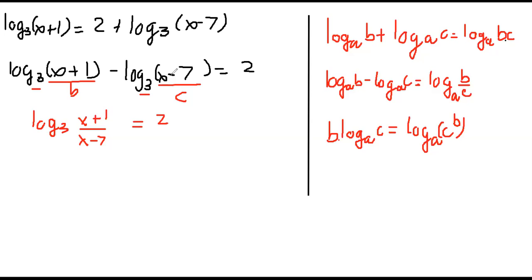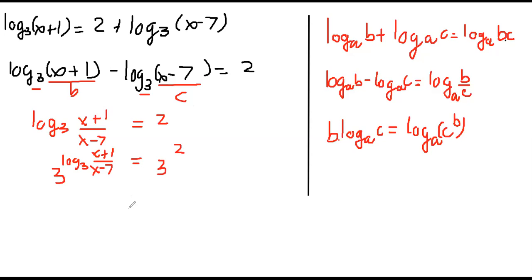Once you have this, think about how to get rid of the log. All you need to do is raise both sides to the power of 3. Then I'll have 3 to the power of log base 3 of x plus 1 over x minus 7 equal to 3 to the power of 2. We have two parts that are equal, and if you use 3 and raise both to the power, they will also be equal.